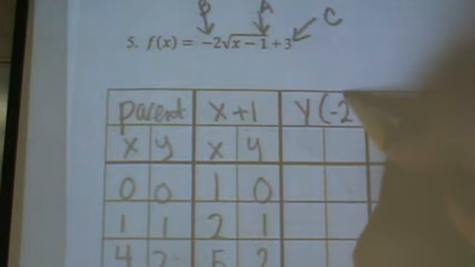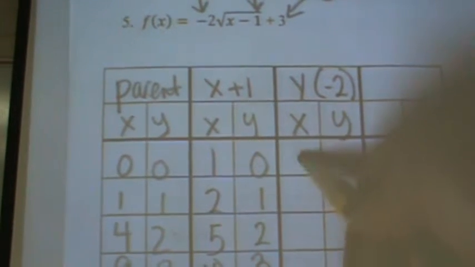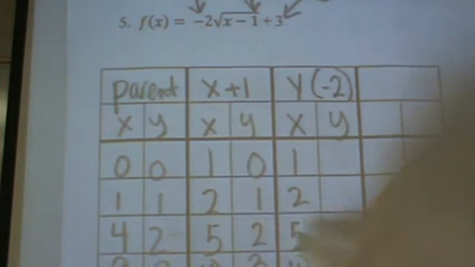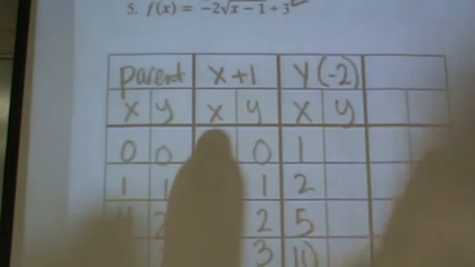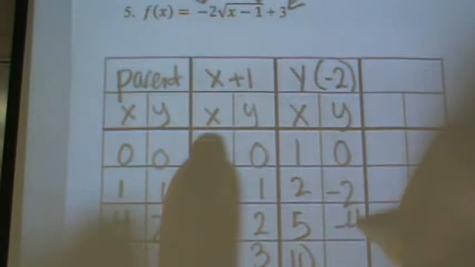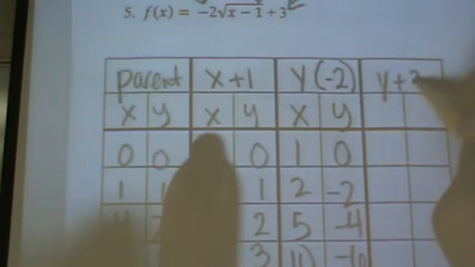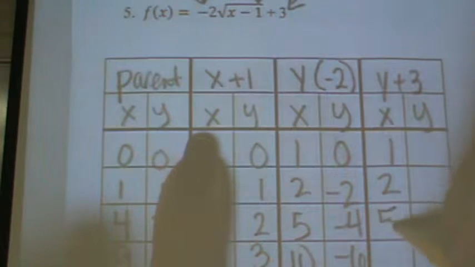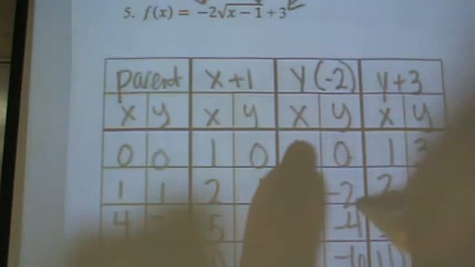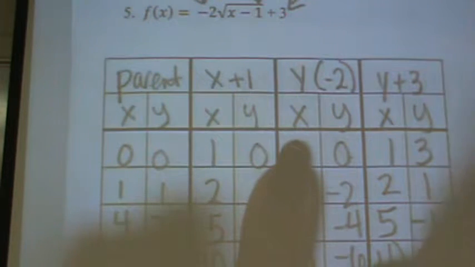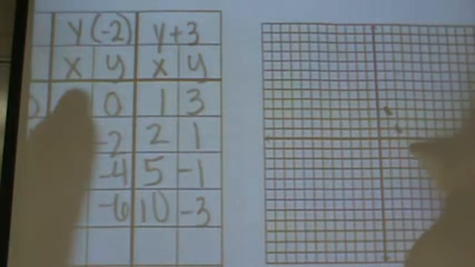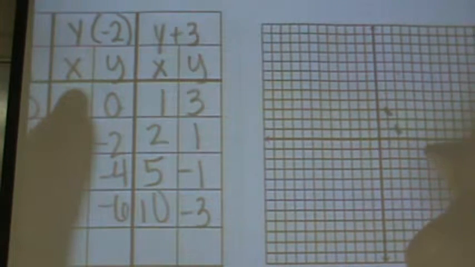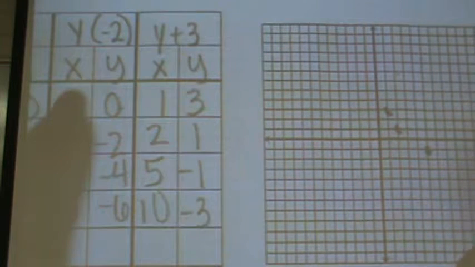And then you multiply y by negative 2. Okay, so let's do 1, 2, 5, 10. And we're gonna multiply the y values by negative 2. And then what? Take your y values and do what with them? Plus 3. So add 3, add 3, add 3, and add 3. Did you get 1, 3? 2, 1, 5, negative 1, and 10, negative 3.